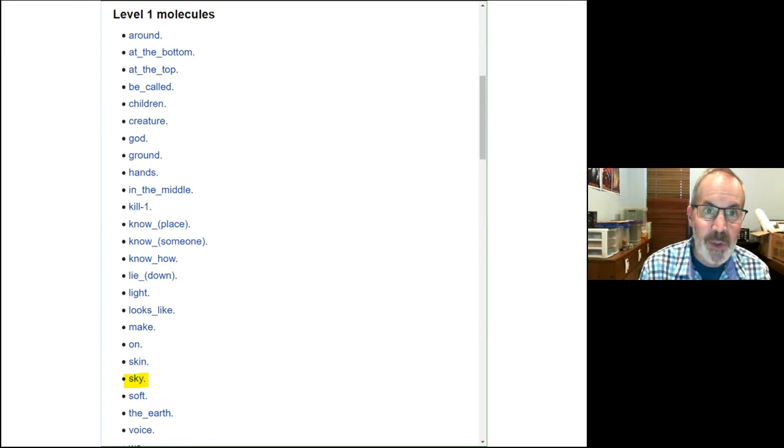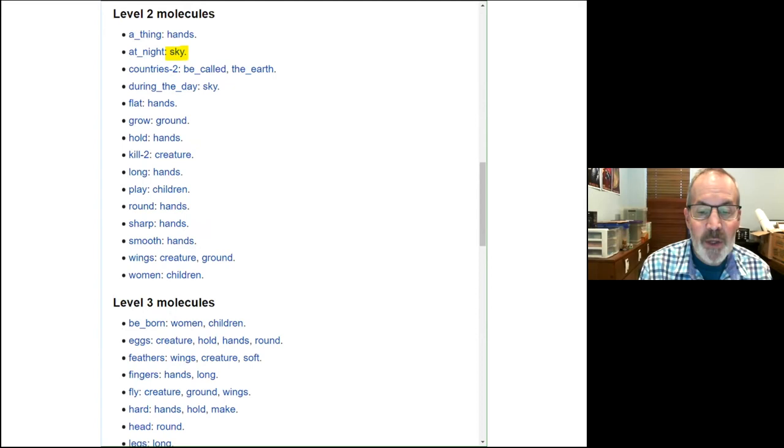Level two molecules have explications that use molecules from level one in addition to NSM primes. On each line, the head word is followed by the molecules used in its explication. For example, at night depends on the molecule sky from level one.